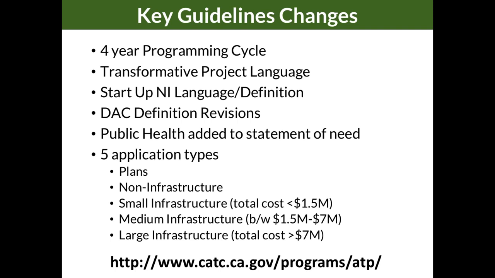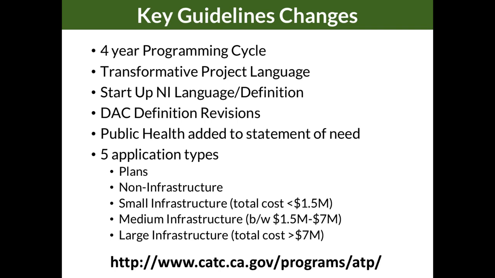And then the last major change, which is probably the most significant change, is that there will now be different application types, a total of five different application types, depending on what you are applying for. Part of the rationale behind this move was particularly for planning applications and non-infrastructure applications. In past cycles, all these different project types had to fill out the same application, and we did not get the most useful information from planning applications or non-infrastructure applications because the applications themselves were very geared towards infrastructure projects.